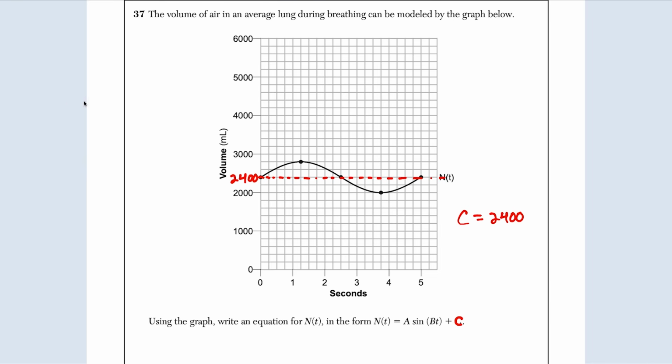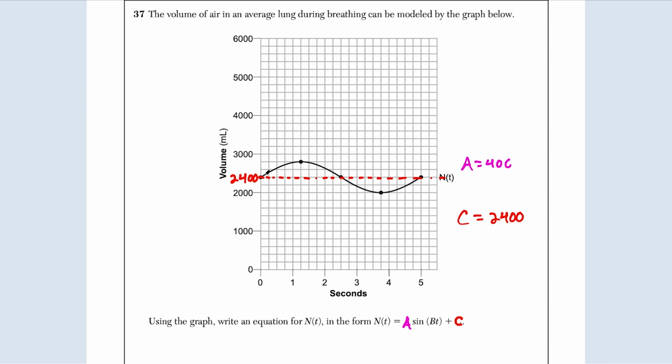Now, after I find the midline, the next thing I like to find is the amplitude, which is the coefficient here of the sine function. And on the graph, the amplitude we could find by finding the distance from the midline to the max, or we could find the amplitude by calculating the distance from the midline to the minimum. So if we just counted here, remember the y-axis was jumping up by 200s. So it takes me 2 jumps to get up to the maximum from the midline. So that tells me that my amplitude is 400.